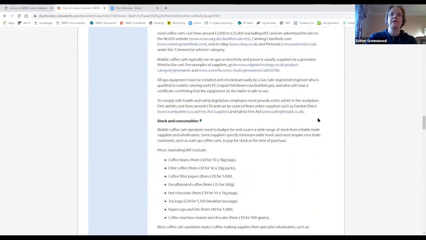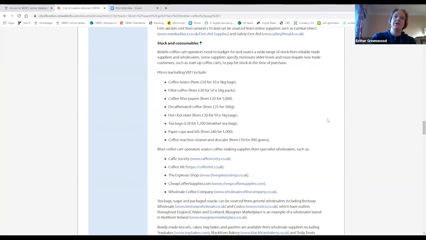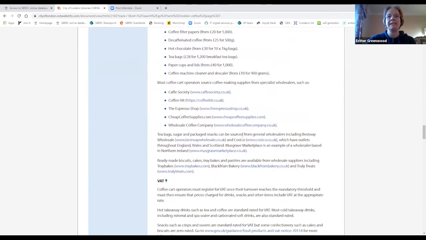And just below that, it's very good at giving you some ideas around how much the resources you might need will cost. So things like the coffee beans, the hot chocolate, or the tea bags. So it gives you a price here, so you can think about how much your ongoing business costs are going to be. As well as that, it also gives you a list of possible suppliers who you might wish to approach, so you can get the supplies that you need.